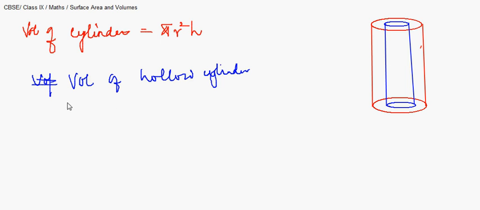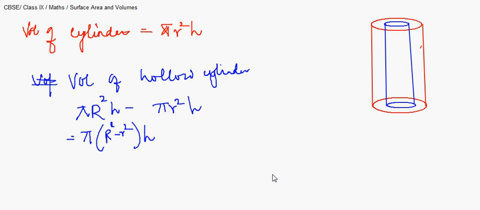So I take the external radius to be capital R, so the formula becomes pi R square h minus pi r square h, where r is the radius of the inner cylinder, and thereby it can also be expressed as pi taken common, R square minus r square, with the h taken common. Let's take up a few questions now applying this formula in this session. The first one I'll write on the next screen.